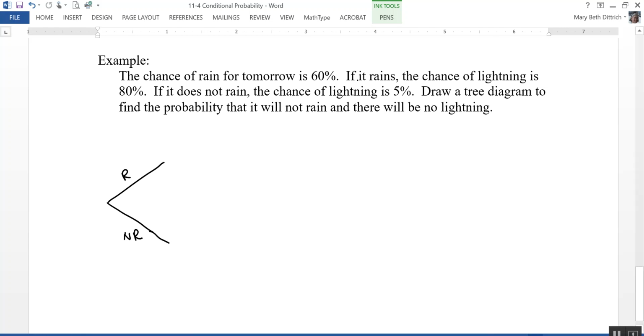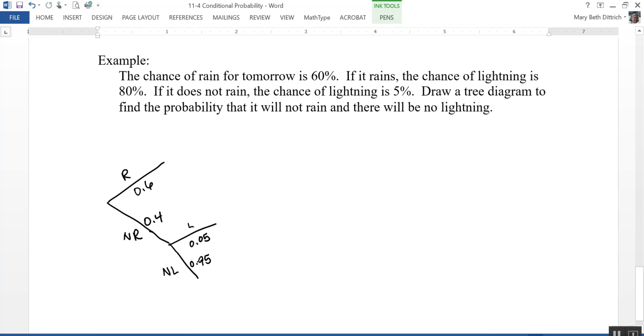So it says the chance of rain for tomorrow is 60%. I'm going to go ahead and write that as a decimal. So if the chance of rain tomorrow is 60%, then the chance that it's not going to rain is going to be 40%. And I'll write that as a decimal also. Okay, then it says if it does not rain, the chance of lightning is 5%. So off of the does not rain branch here, I'm going to do lightning, and I'm going to do no lightning. So as a decimal, that's 0.05. Subtract that from 100, so the chance of no lightning is 95%, or 0.95.